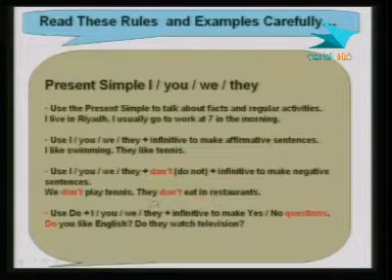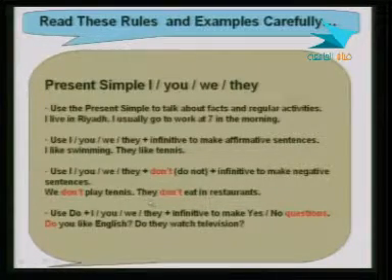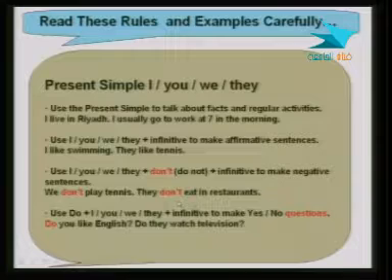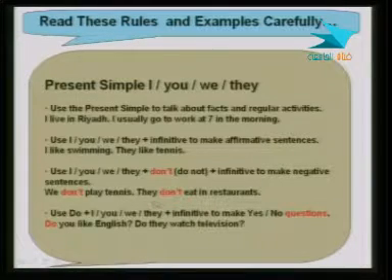Or you can say just any plural noun here, or second person, like for example you. You can also say they, as this example of course shows. They don't eat in restaurants.